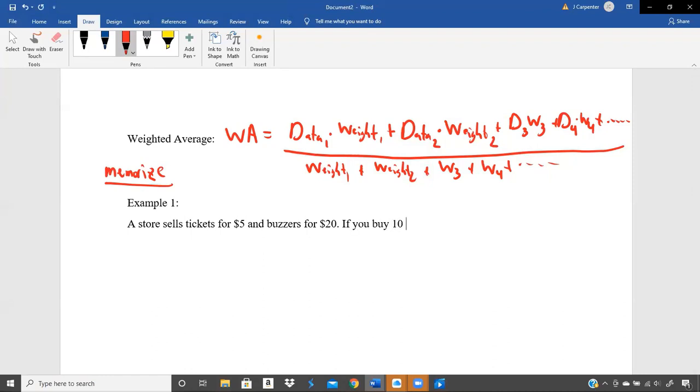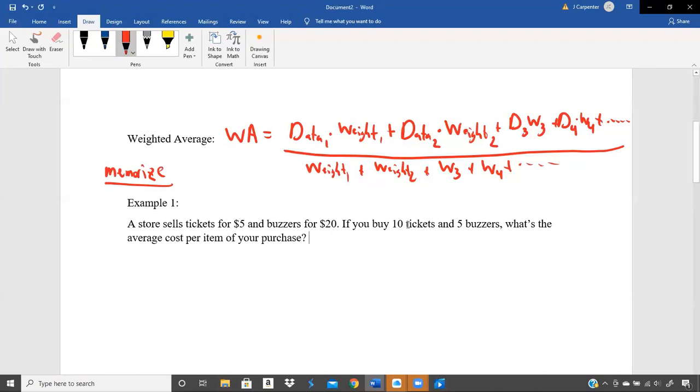So if you buy 10 tickets and 5 buzzers, what's the average cost per item of your purchase? I just wanted to phrase that a little better. So we have a store that sells tickets for $5 and buzzers for $20. These could be apples and oranges. These could be PCs and Macs, obviously not for $5 and $10, but you get the point. These could be 2 items of any type of prices of any size.